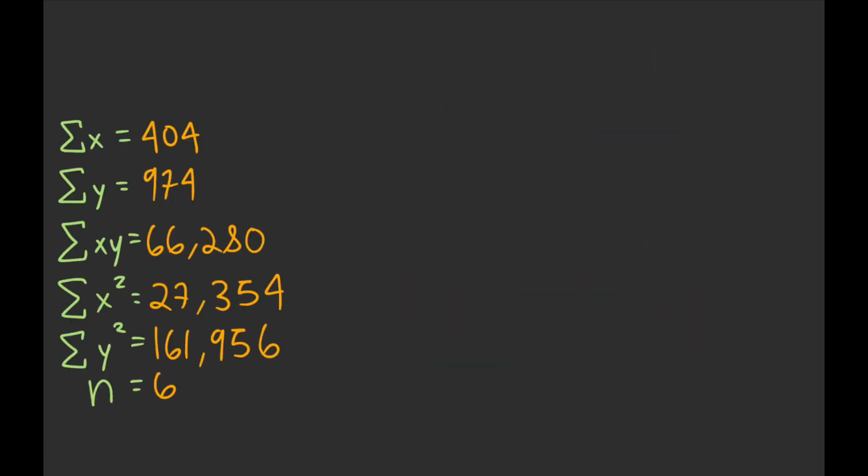So here is just everything we just wrote. The sum of x equals 404. The sum of y equals 974. The sum of x times y equals 66,280. The sum of x squared equals 27,354. The sum of y squared equals 161,956. And n, which is the number of rows we had, equals 6. So now I am going to pull up the formula, and then we're going to plug these numbers in.